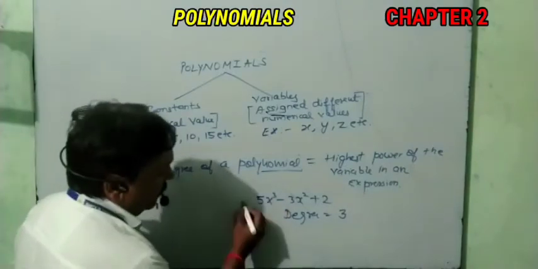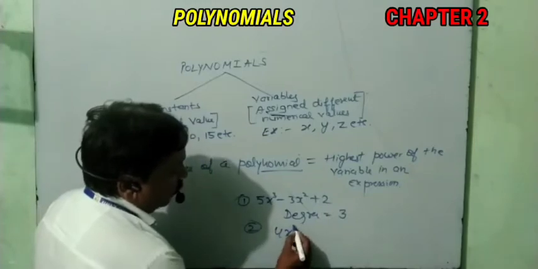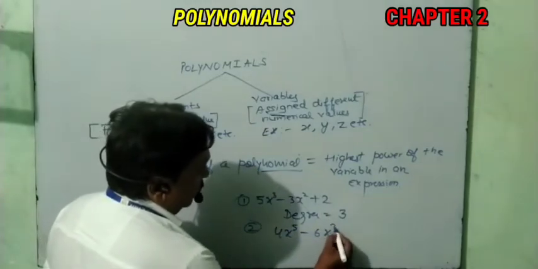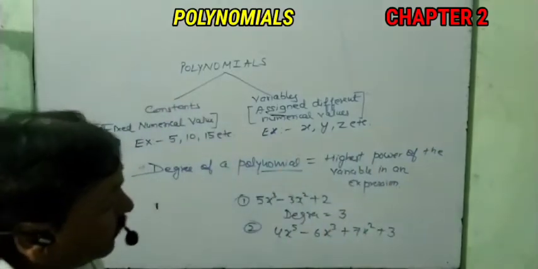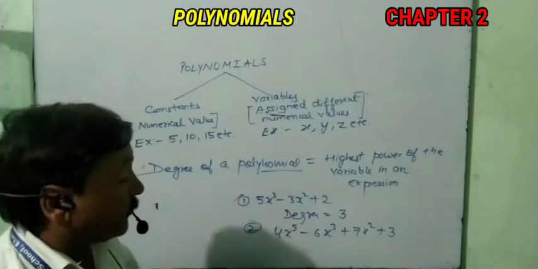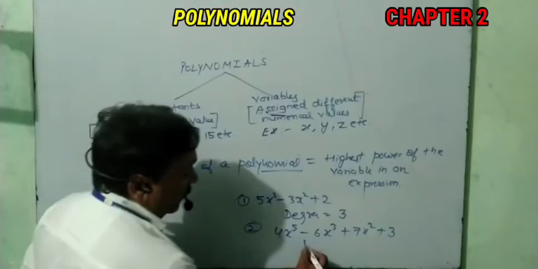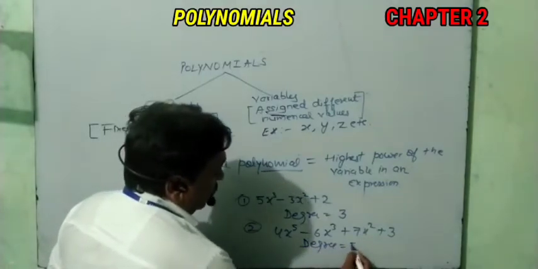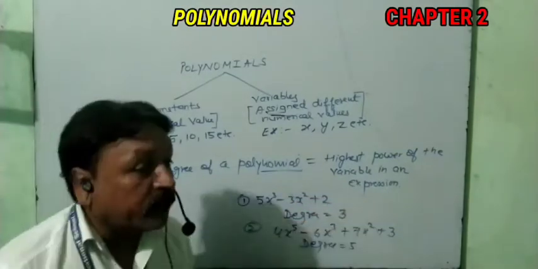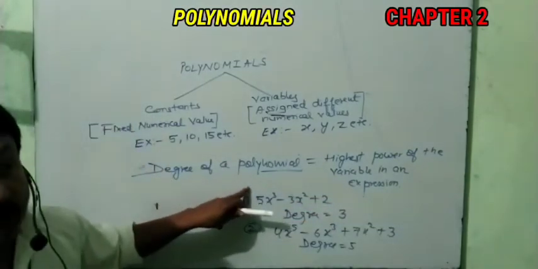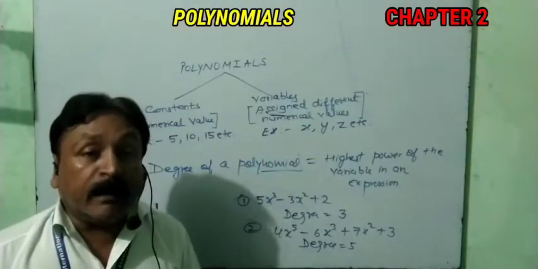Let us understand more with one more example, example second: 4x raised to the power 5 minus 6x cube plus 7x square plus 3. Suppose this is an expression, and if I am asking the degree of this expression, then the highest power is 5. So the degree will be 5. This is what I mean by saying the highest power of the variable in an expression is called the degree of a polynomial.